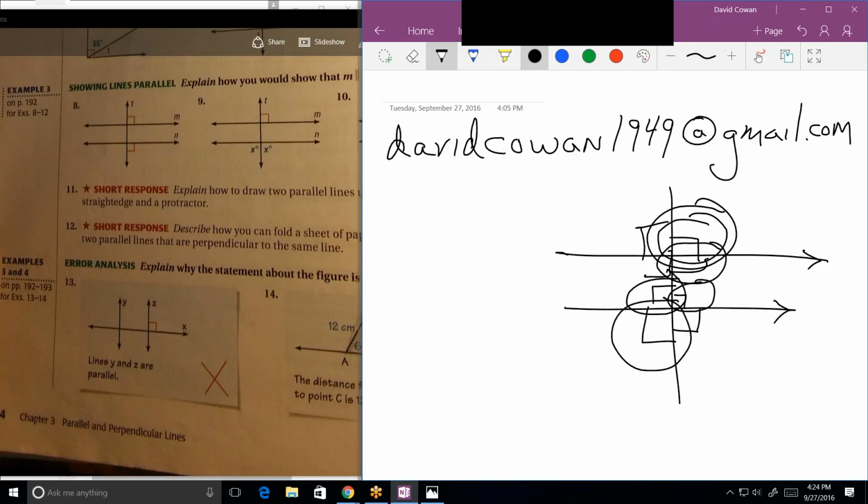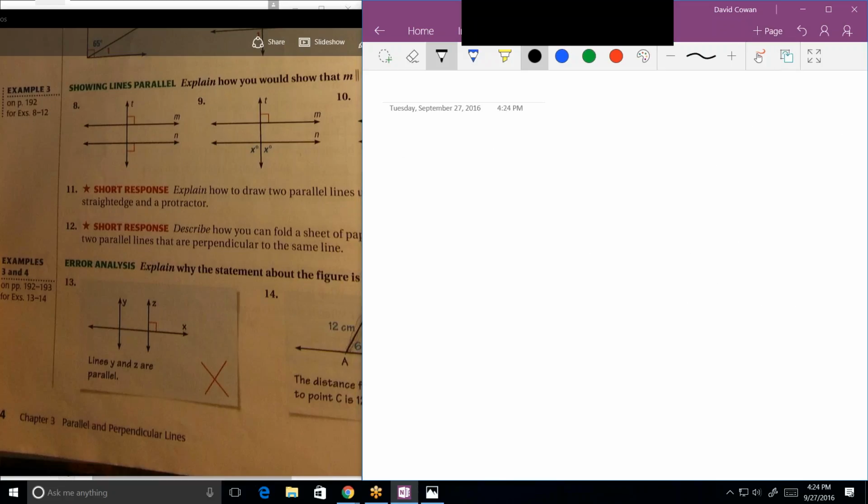But it's not really correct to immediately use the corresponding angle converse, because these are not corresponding angles. In other words, you have to first go to the theorem that says if you have a 90-degree angle, then that's perpendicular to both of those lines. Well, all right, how about number 9?